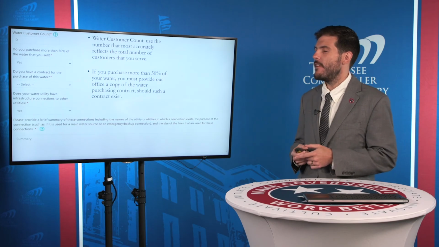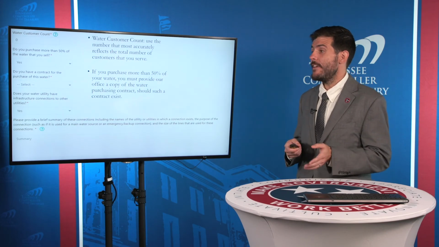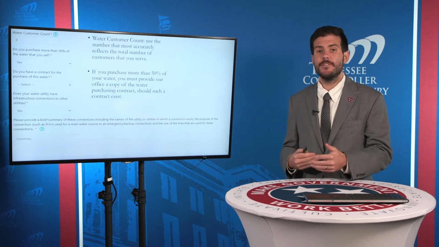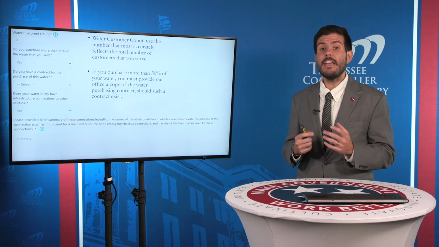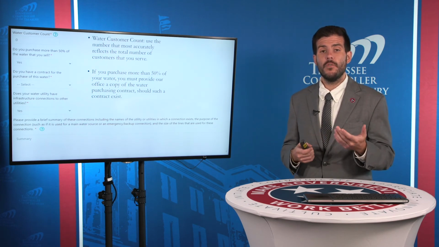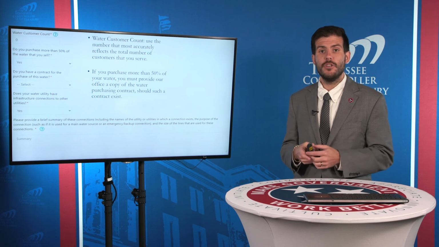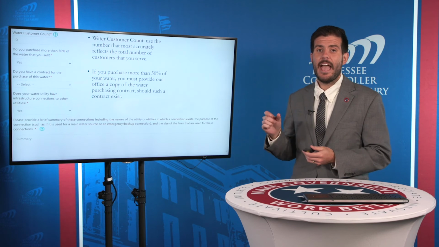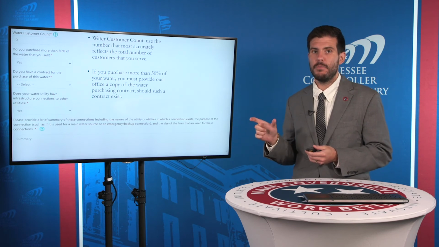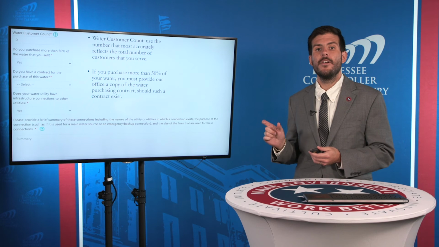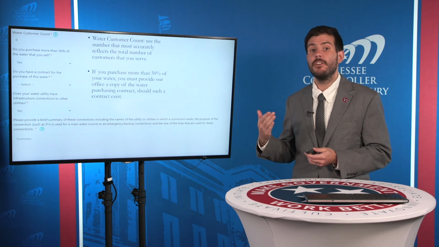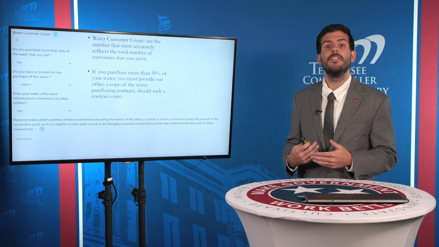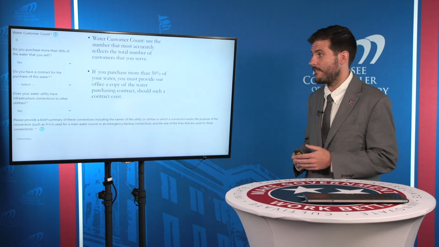Do you purchase more than 50% of the water that you sell? If that is yes, you are required to send us a copy of the contract for the purchase of that water if a contract were to exist. So for example, if you're a water utility and you purchase 50% of your water or more from a neighboring utility, and there is a contract for that purchase of all of that water, you must provide a copy of that. However, if there is no contract and you're simply buying that water based on the gallons every month like a normal customer, there's no contract that you have to provide to our office.